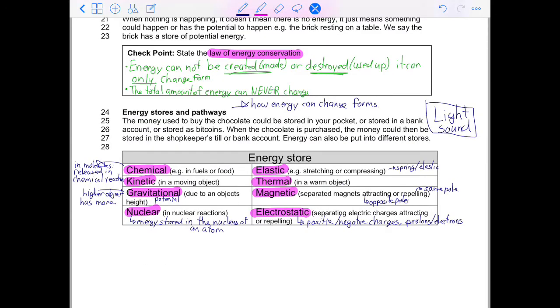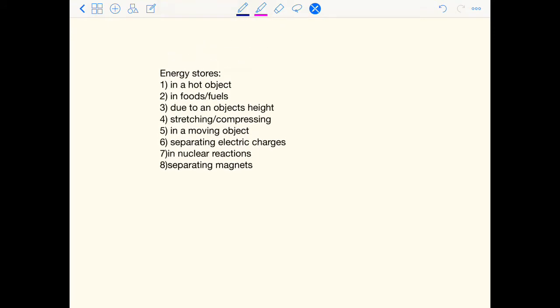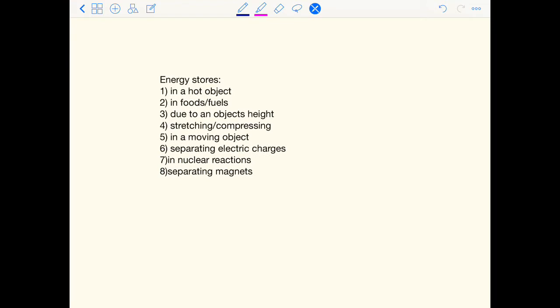Moment to try to memorize the energy stores. I want you to pause the video and write down as many as you can without looking. Once you've written down as many as you can, unpause the video and I'll give you a hint for the rest of them. So here's a hint for the rest of them. Seeing if you can get all of these in the order they're in. Pause the video again and we'll go over the answers in a minute.